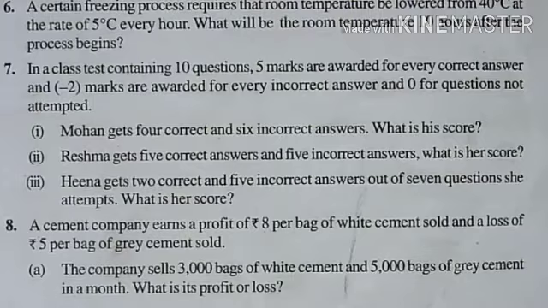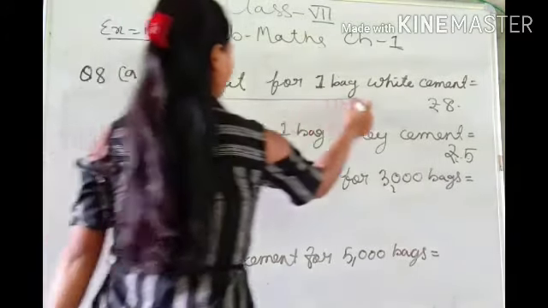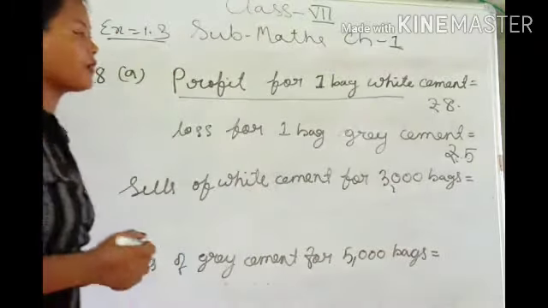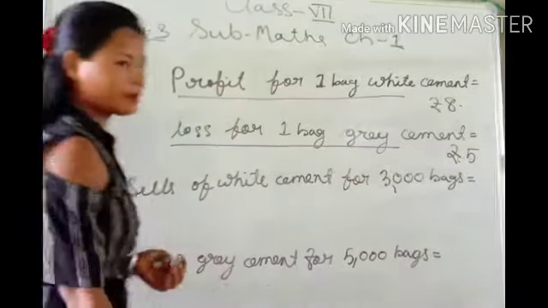Now question number A. A company sells 3,000 bags of white cement and 5,000 bags of grey cement in a month. So what is it, profit or loss? So now you have to check. After selling 3,000 bags of white cement and 5,000 bags of grey cement, did they make a profit or a loss? Profit for 1 bag of white cement is ₹8, and loss for 1 bag of grey cement is ₹5.